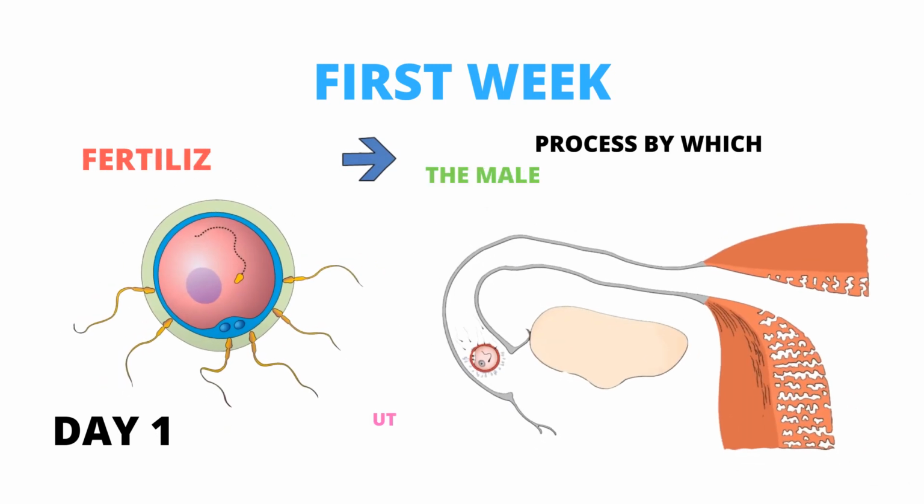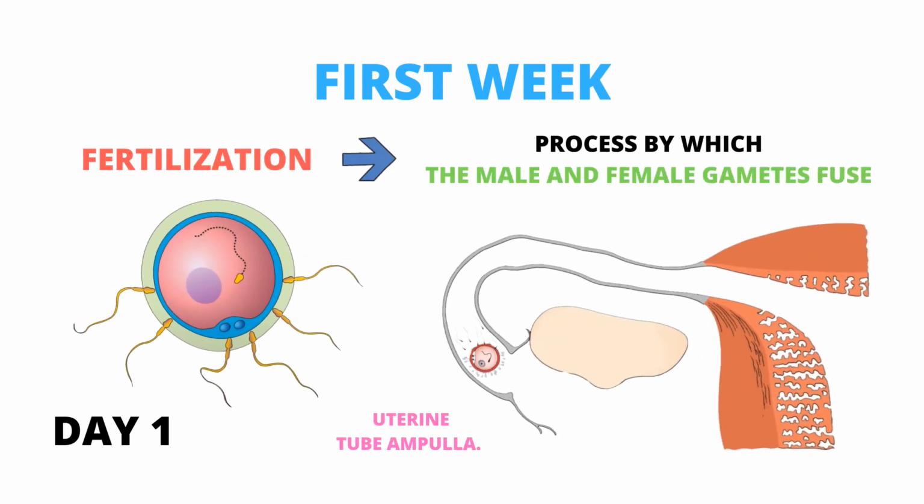For the first week to occur, the first thing that has to happen is fertilization. And what is fertilization? It is the process by which the male and female gametes fuse. The male gamete will be the sperm, and the female gamete will be a secondary oocyte. When these two unite, fertilization occurs, and this happens on the first day. How long does it last? Approximately 24 hours. And where does it take place? Usually in the ampulla of the uterine tube or fallopian tube.